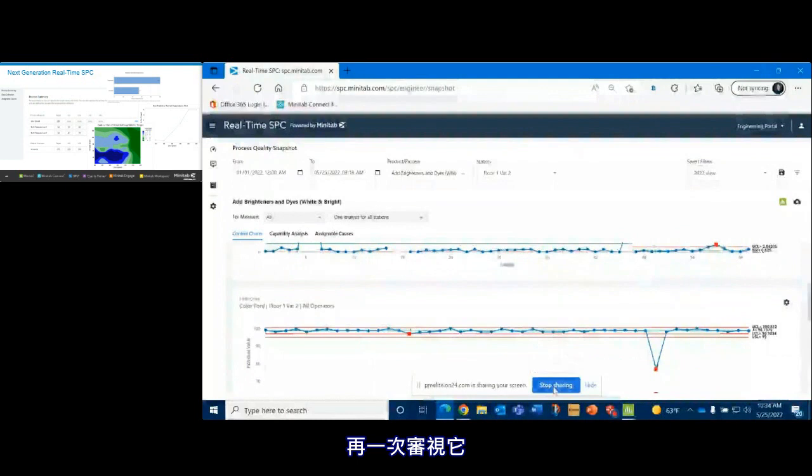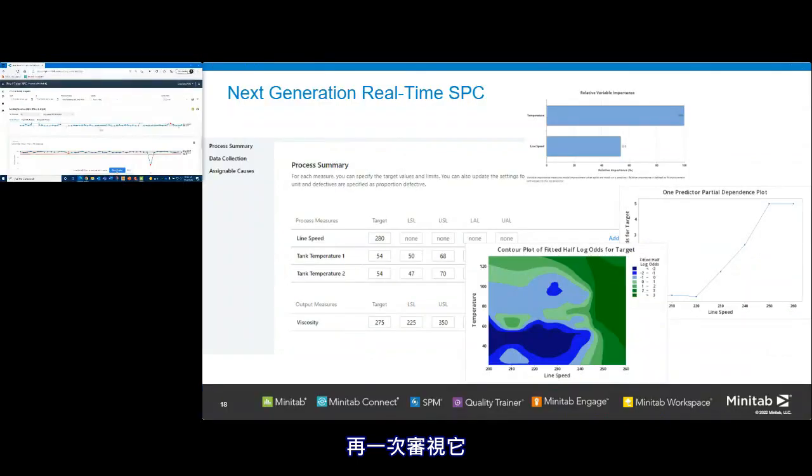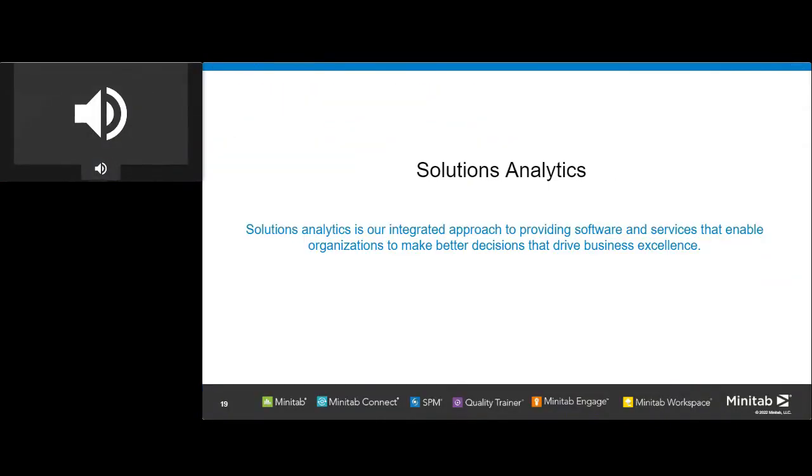Let me go back over and, before we go to Q&A, I see some great questions in here. We'll get to those in just a second. So this is what we at Minitab refer to as solutions analytics, and it's just our approach to how we provide software and services.